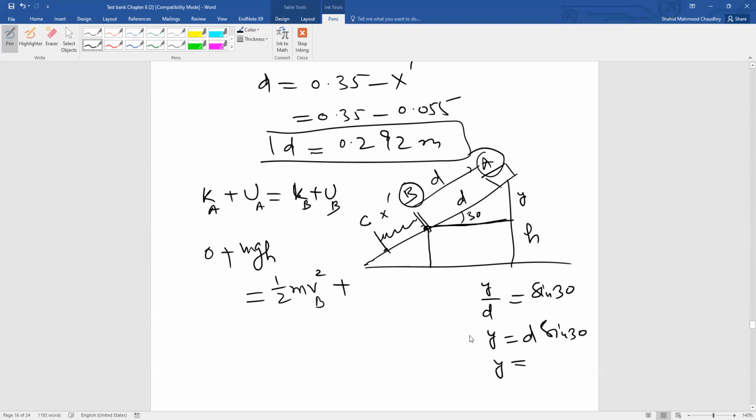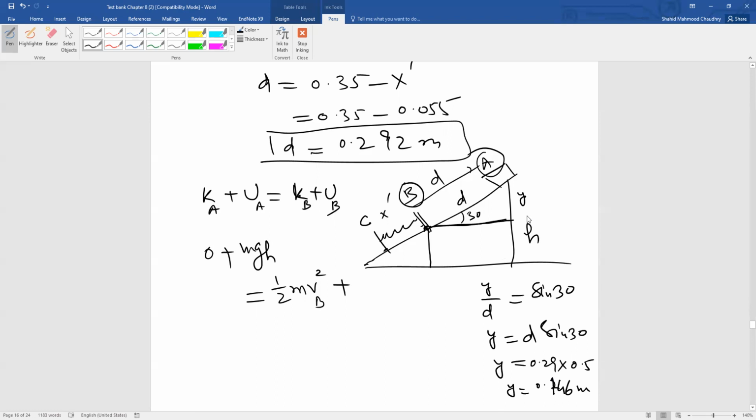So already we have found the D value. D value is 0.29 in the previous slide, and sine 30 is 0.5. So when you multiply this one, we will get the answer 0.146 meter. This is our Y value.